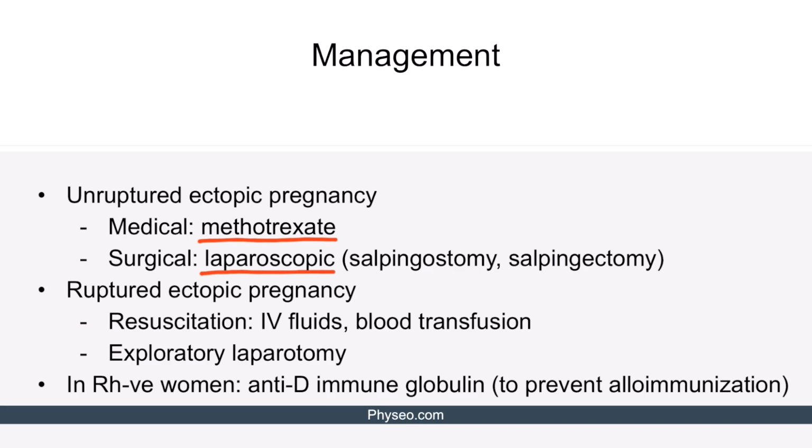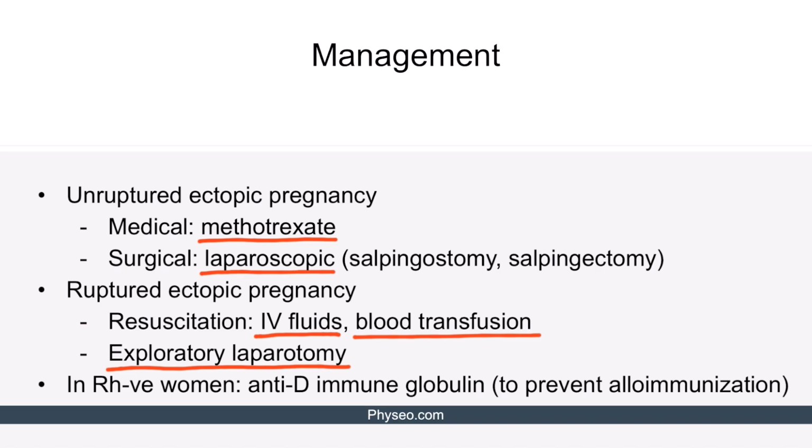A rupture is suspected if the patient has sudden onset severe abdominal pain and hemodynamic instability, such as a drop in blood pressure, tachycardia, or unresponsiveness. A ruptured ectopic pregnancy requires resuscitation with IV fluids and blood transfusion in cases of excessive blood loss. Emergency exploratory laparotomy is performed to remove the ectopic pregnancy.